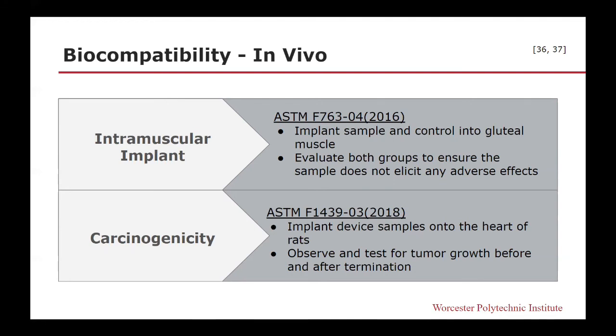The second test that will be executed is a carcinogenicity test in accordance with ASTM F1439-03. For this test, samples of the device materials will be implanted onto the heart of the test group. The models will be analyzed for any signs of tumor growth, and hematology and blood chemistry assays will be performed after termination. These results will then be compared to those of a control group. Limitations, again, are that the samples are implanted on the outside of the heart, which is not the exact end-use location of our device, and that rats may produce different immune responses.